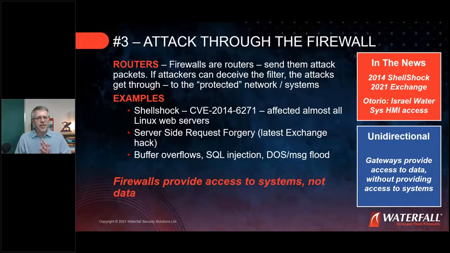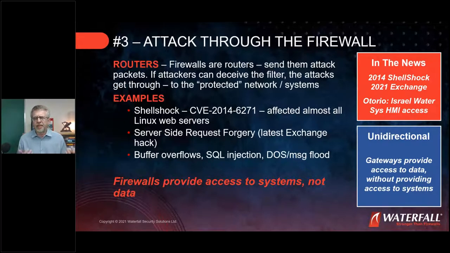Okay, attack number three. Attacking through the firewall. Again, this is an old one. It's one of the originals. All I've changed is the examples. Remember, firewalls fundamentally are routers. They forward network traffic. If we can trick the filter function into thinking that an attack packet is allowed, the firewall happily forwards that packet full of attacks right into our protected network.